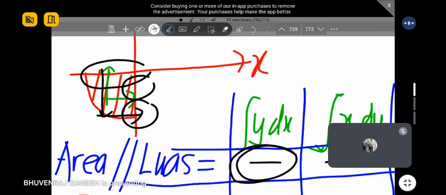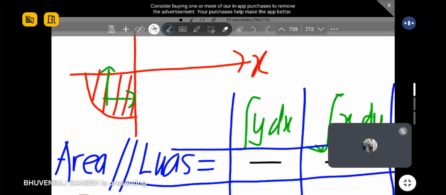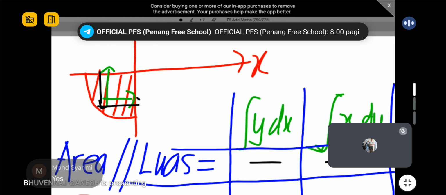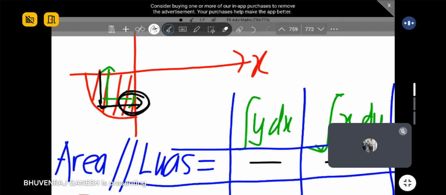Boleh faham? So kamu lihat graf saja, kamu akan faham. Okay? So kamu buat macam ni. So tengok nilai kamu negatif. So jawapan negatif lah. Tapi ingat, kena modulus jawapan kat akhir. Jangan tinggal negatif. Don't leave your answer negative. Okay, so final answer always positive.